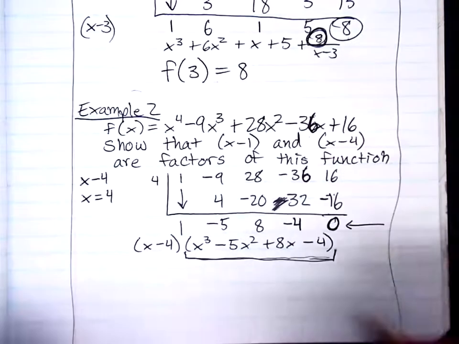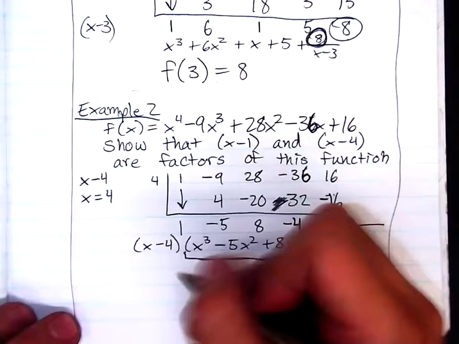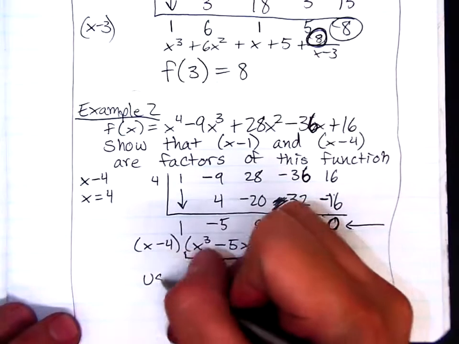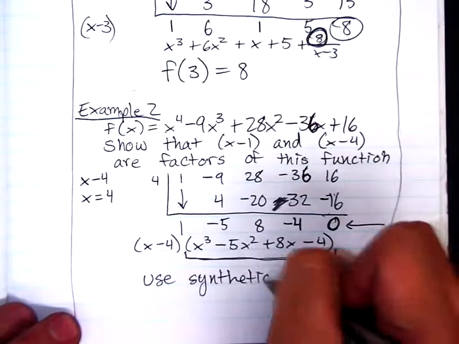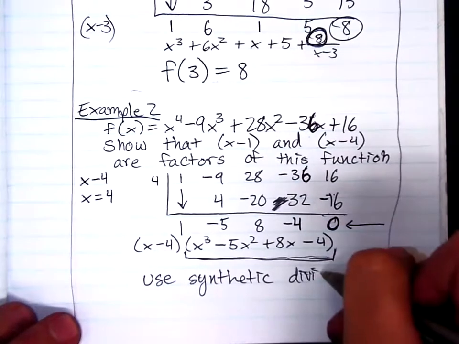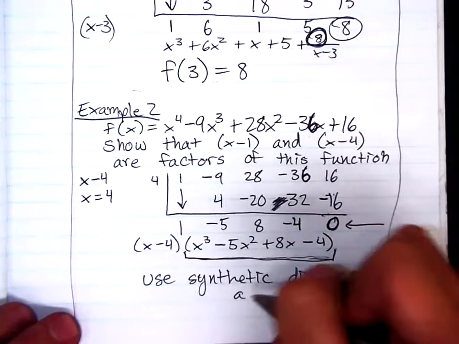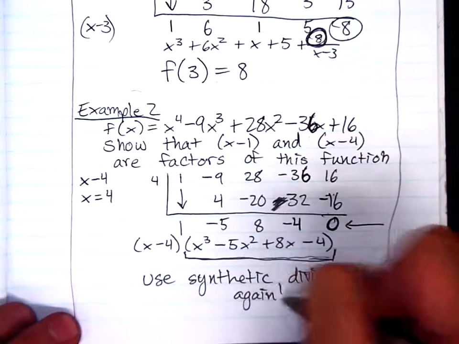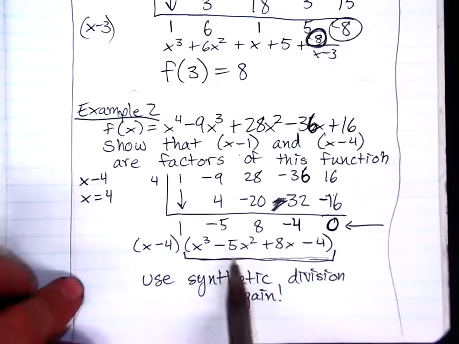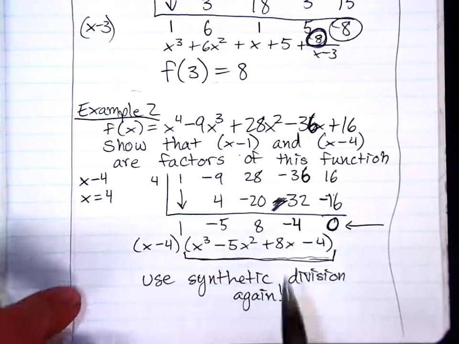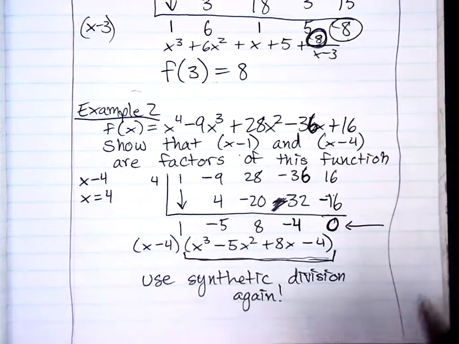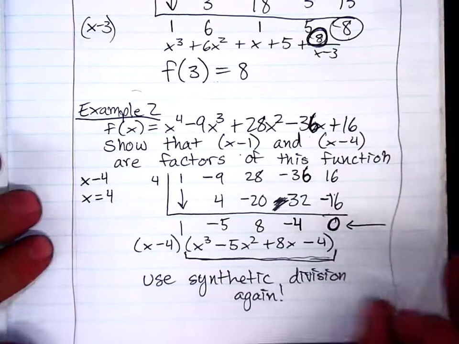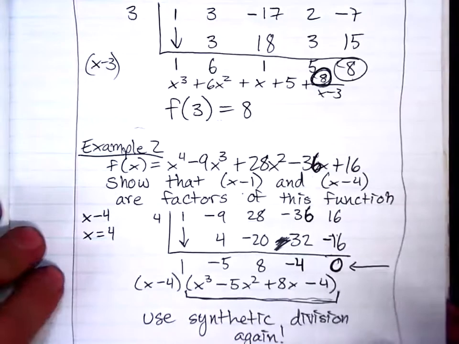The reason is because I want to use synthetic division again. And this is to check if x minus 1 is a factor of this smaller polynomial. That way we can break this polynomial into something that's more approachable, most likely a quadratic. Alright, so we're going to go ahead and use that one. I'm going to go ahead and turn the page.